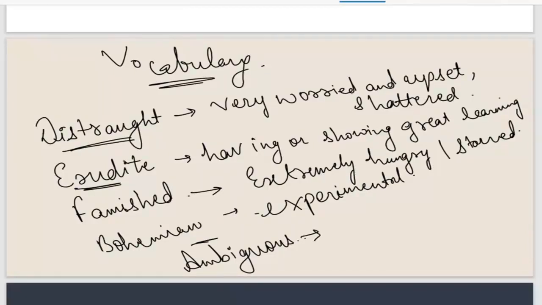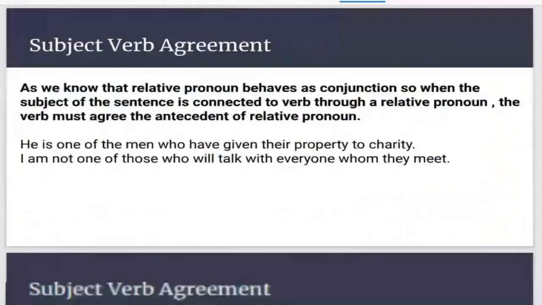Yes. And the last word is ambiguous. Ambiguous means something which is not very clear. Something which is having different meaning. It's not very clear, unclear is the meaning of the word ambiguous. Is all the word clear to all of you? Okay. So we will just have a quick discussion now and then we will end the class.